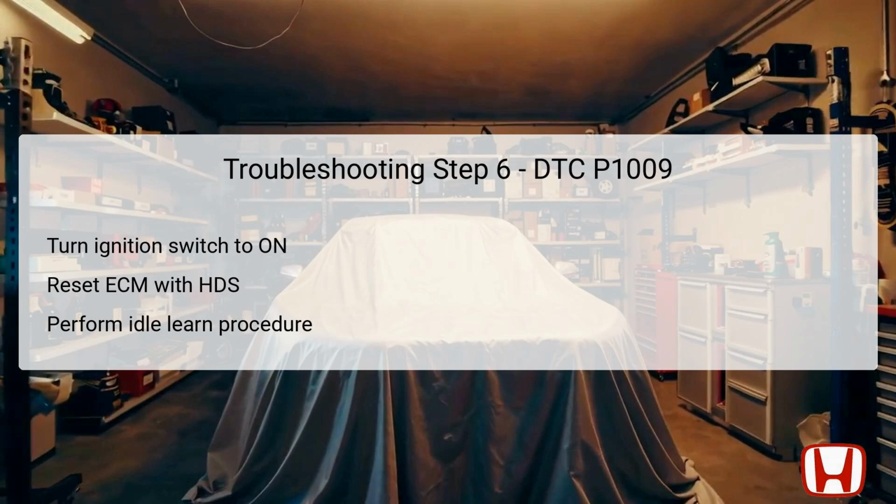After completing the idle learn, proceed with the CKP, crankshaft position, pattern clear, and CKP pattern learn procedure, which is crucial for the accurate detection of the crankshaft position by the ECM. This comprehensive process ensures that all adjustments are recognized and implemented effectively.